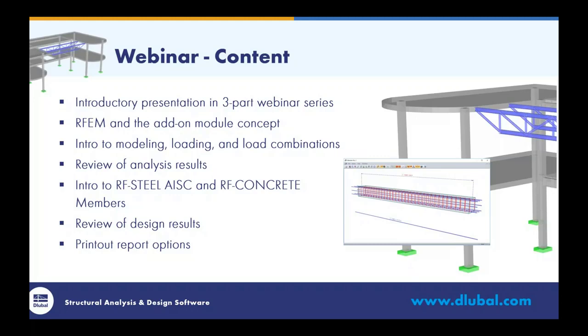I will explain RFEM, which is our main finite element analysis program, and the add-on module concept used for design. Then we'll move into our example where I'll give an introduction to the modeling, the loading, setting up our load combinations, and finally we'll run a full analysis and take a look at those results. Then I'll give you an introduction into a couple of the add-on modules, including RF-STEEL AISC and RF-CONCRETE Members. We'll take a look at how the program will design our structure and what these results look like. And finally, we'll touch on our printout report options within the program.